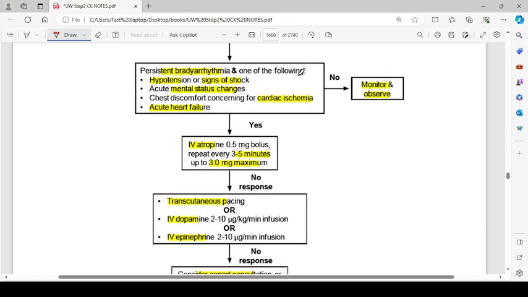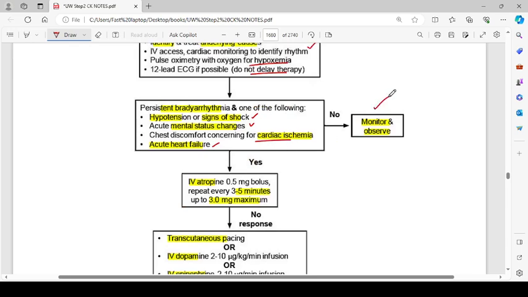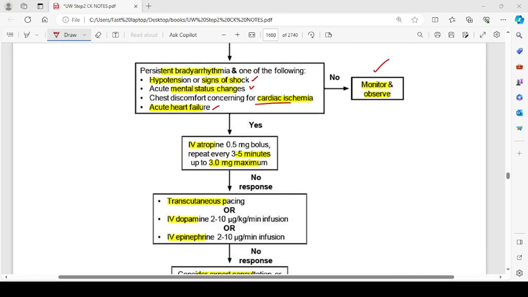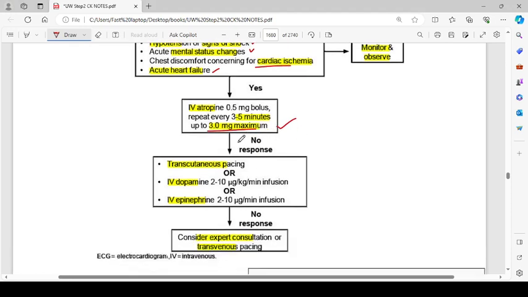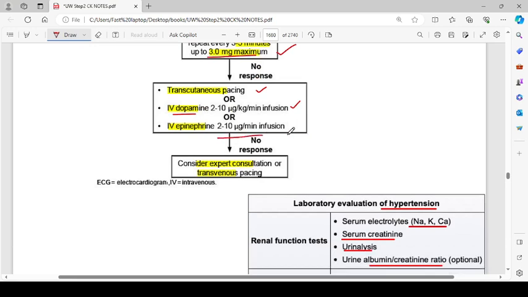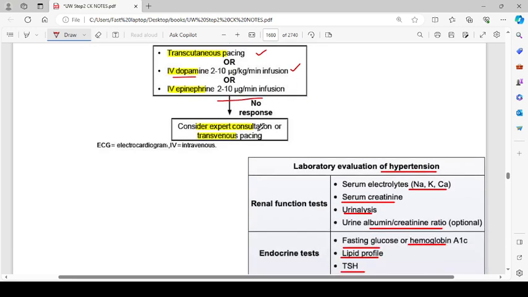Persistent bradyarrhythmia and one of the following: hypotension or signs of shock, acute mental status changes, chest discomfort concerning for cardiac ischemia, and acute heart failure. If these things are not present, then monitor and observe the patient. If these things are present, then IV atropine 0.5 milligram bolus, repeat every 3 to 5 minutes up to 3 milligram maximum. If still there is no response, transcutaneous pacing, that is a bit painful, or we can give IV dopamine 2 to 10 microgram per kg per minute infusion, or IV epinephrine 2 to 10 microgram per minute infusion. If still there is no response, consider expert consultation or transvenous pacing.